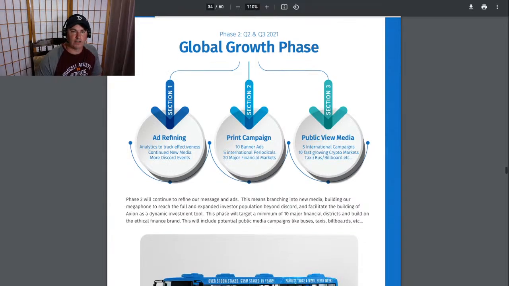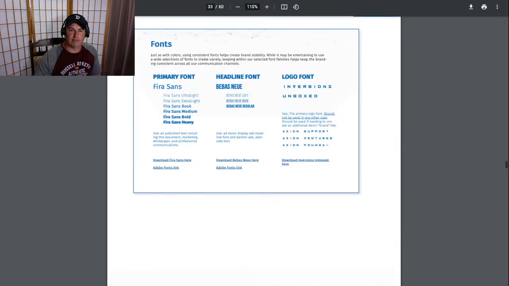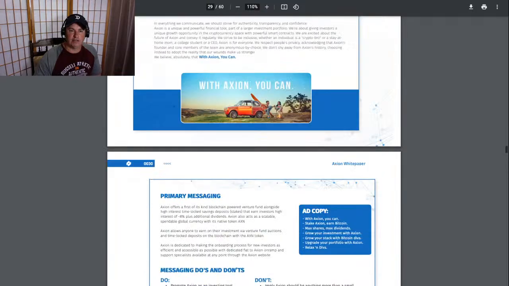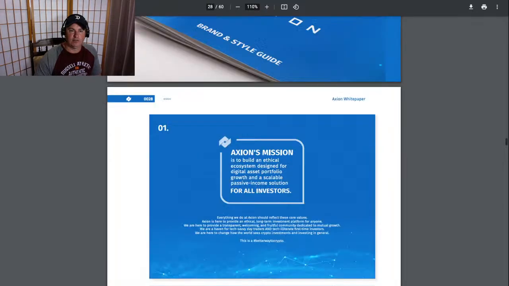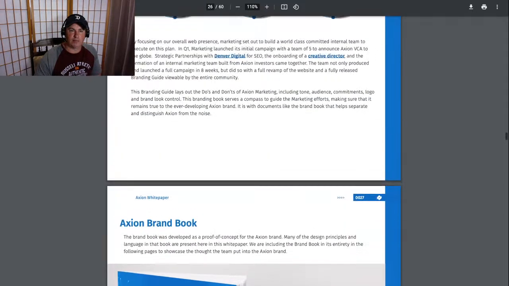So global growth phase, this is very exciting. Phase 2 and phase 3. So that first one was phase 1. So if we go back up to top there, you can see that this one here was phase 1. Let's go back up here.